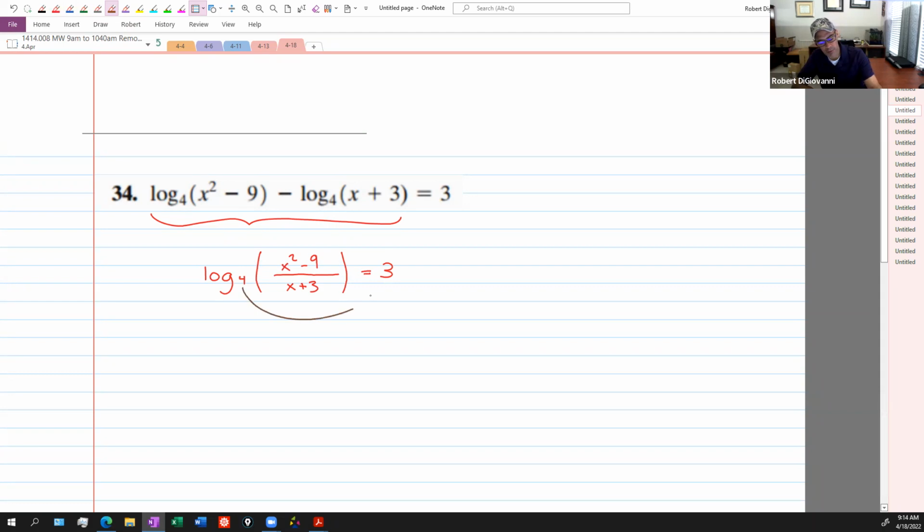Now I can apply the loop. So I get 4 raised to the 3rd power is x squared minus 9 over x plus 3. 4 to the 3rd power is 64, right? Not 12. Don't make that mistake, right? It's 4 times 4 times 4, so 64 equals, and then over here, x squared minus 9 over x plus 3. There's actually 2 options at this point. We can clear the fractions right now, or does someone see another option?